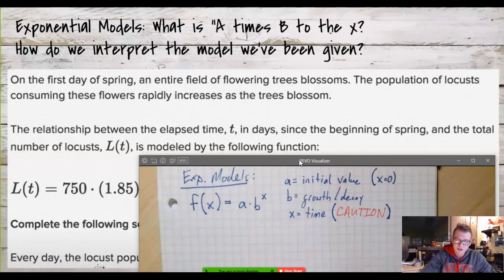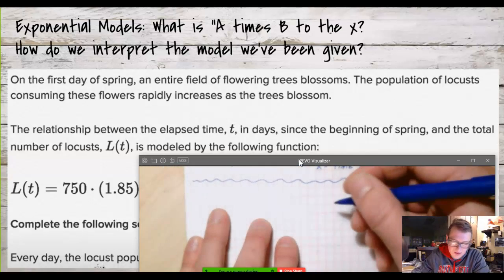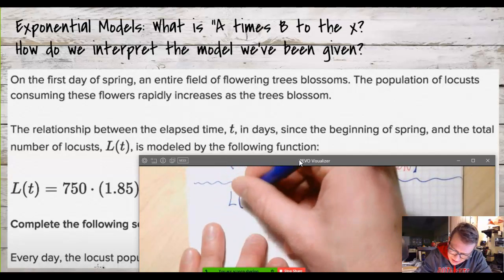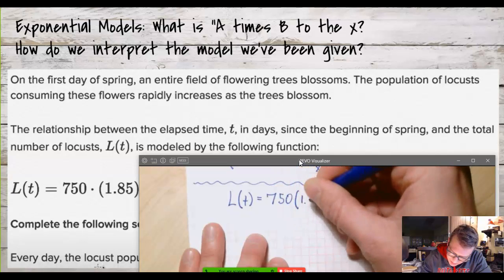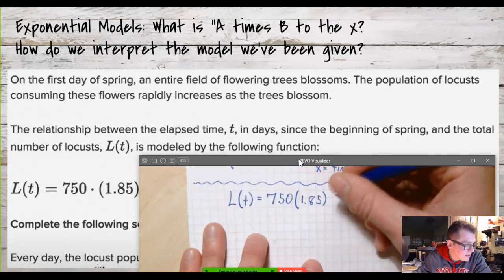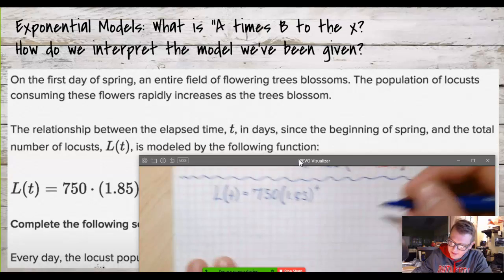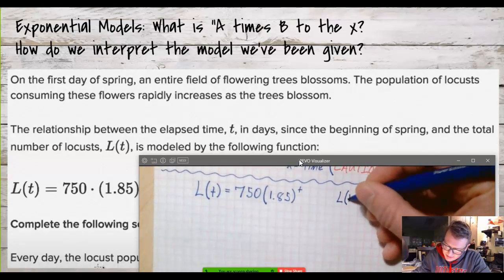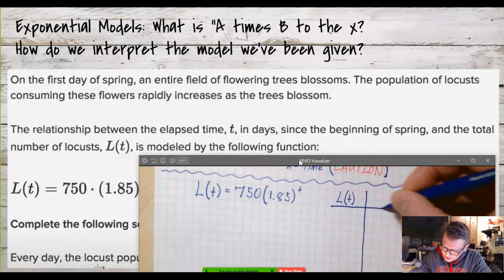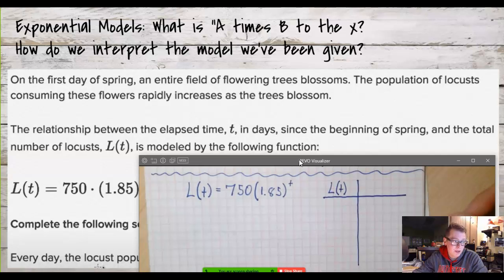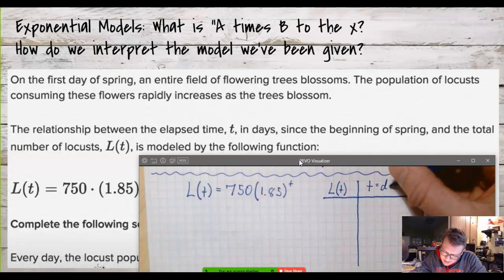So then, to make sure that we understand what we're doing here, if our function was L of t equals 750 times 1.85 to the t, where t is days, let's make a little table. Let's say L of t. And guys, we're going to do this because later you're going to be asked to do this backwards. So please do this with me, even if you think this is silly. T is days.